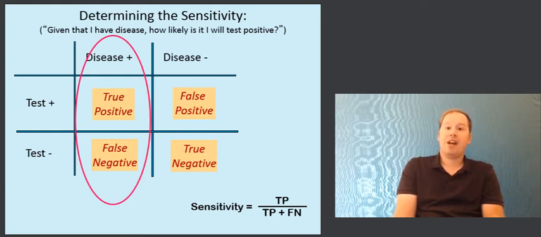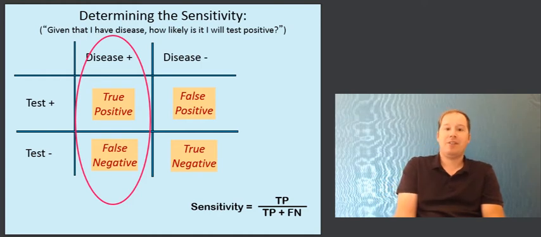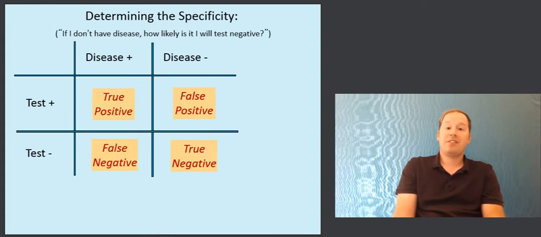That is one of the two types of components we need in order to determine the test's accuracy. We need both sensitivity and specificity of a test to determine the test's accuracy. So then we ask the question, what about the test's specificity, the second component to the test's accuracy?